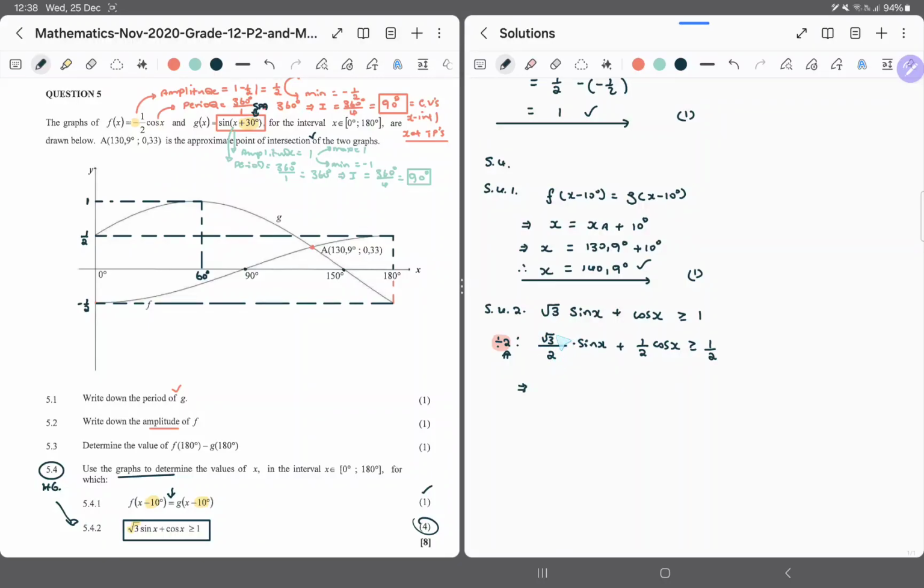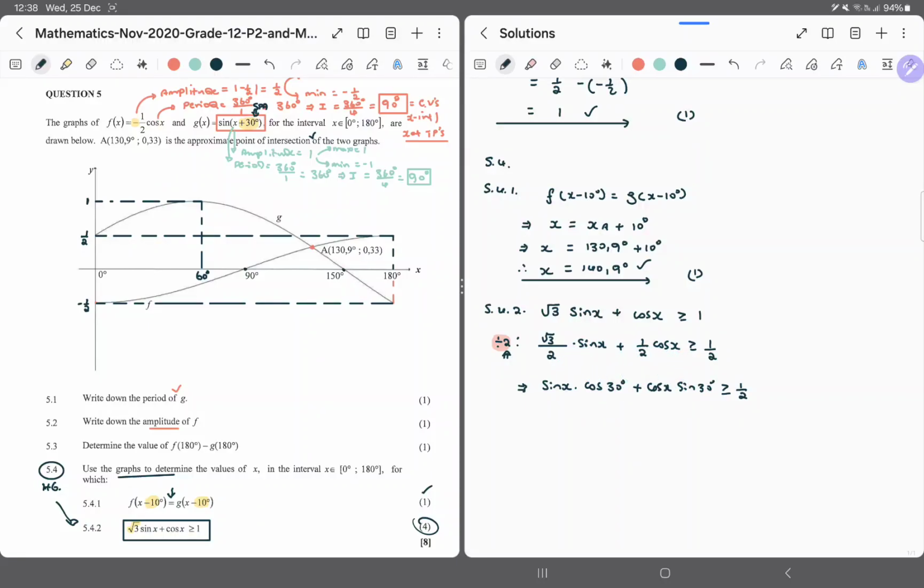Is sine of... it's a cos of 30 degrees. So we can use this as a cos. We can start with a sine and say this is sine x times cos 30 degrees plus, now we can start with the cos x, then a half was as good as sine 30 degrees, greater than or equal to a half. So we reverse everything.